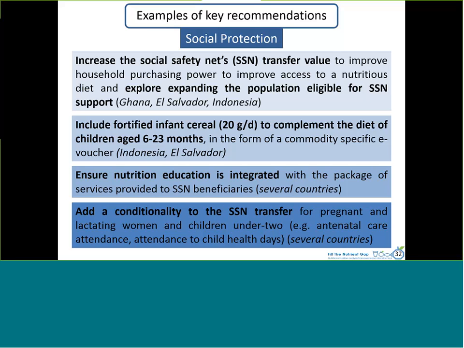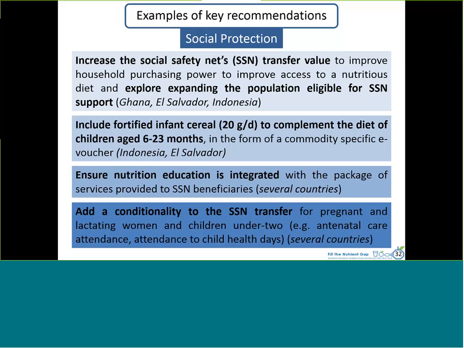Then, to ensure that the specific target groups meet their nutrient requirements in the most cost-efficient way, including in the case of children 6 to 23 months, a fortified infant cereal was realized to be a very cost-efficient way, and especially in Indonesia and El Salvador, this was recommended for inclusion. We're talking here 20 grams per day, so about 100 kilocalories, to complement the diet of the child that also consists of breast milk and family foods.